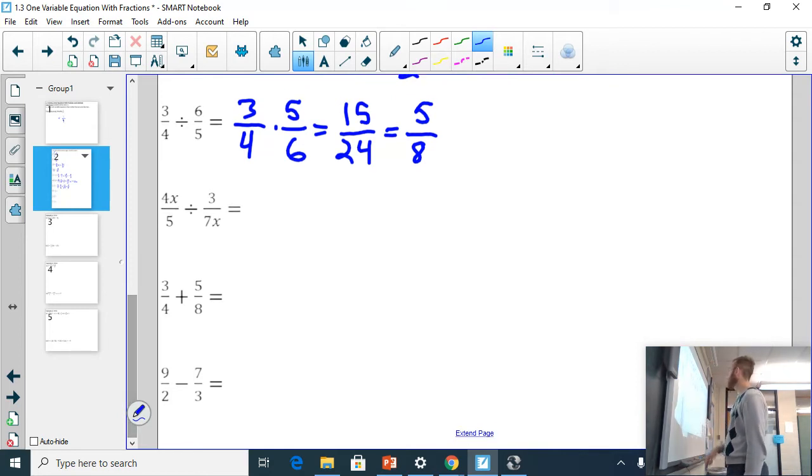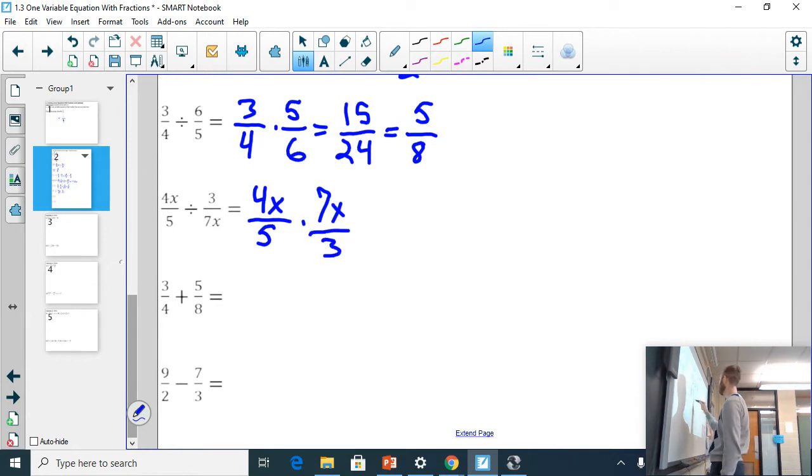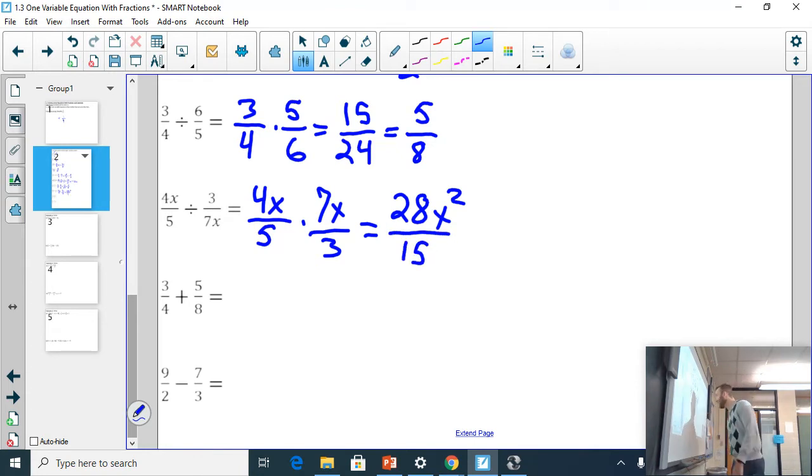Now, same thing here, except now we have variables involved. 4x divided by 5, divided by a fraction, is the same thing as multiplied by the reciprocal. 4x times 7x, 4 times 7 is 28, and then that is x squared. And then 5 times 3 is 15. This time, I don't think anything can be taken out of there. Yeah, no.